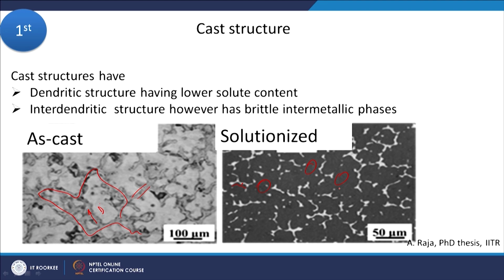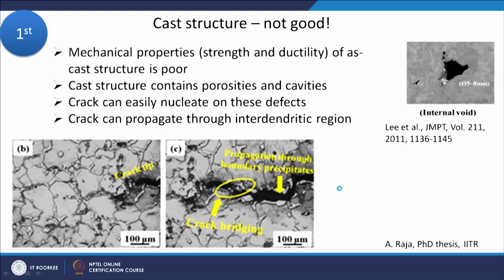So, the first process for any cast structure is to redistribute the solute, and have a more or less uniform or homogenized composition throughout the material. So, that is the first thing, but still you have that dendritic structure there, only the solute content is distributed. So, the next one is to break this dendritic structure, that is the objective of thermomechanical processing.